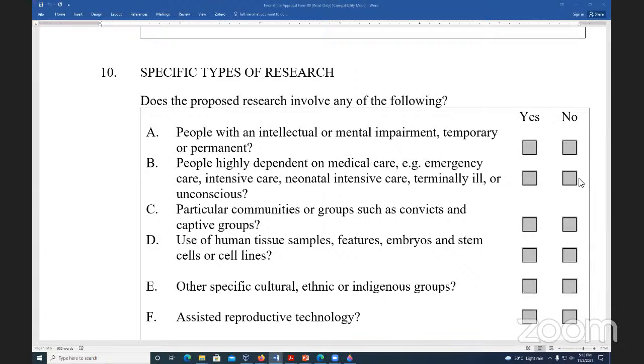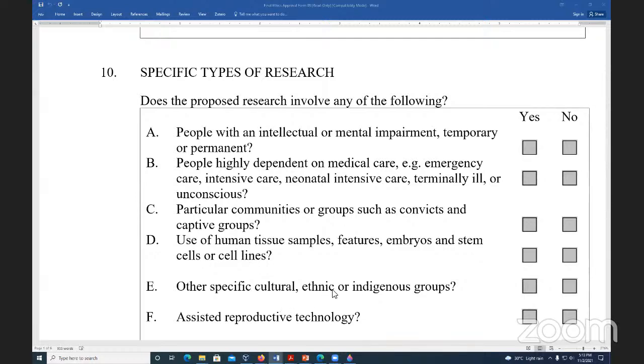But if you were, it would have to be yes, and you have to go to the UTech General Committee, because there are two committees at UTech: a General Faculty Committee, and then an overall larger committee. Okay, so is it for prisoners and other people who are captive? Is it with human tissues? Is it with specific cultural groups?